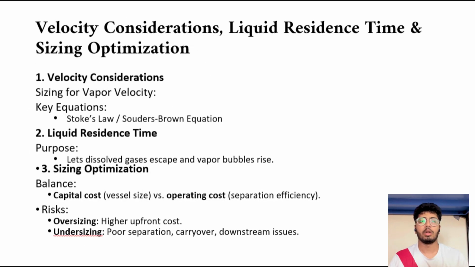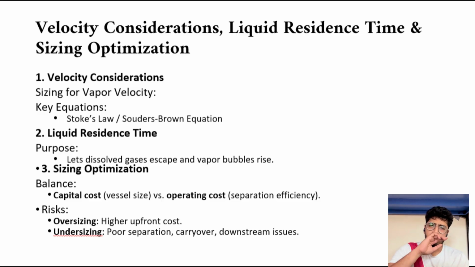Hi, I'm Tahir and I'm going to talk about the critical balancing act in separator drum design: velocity, residence time, and optimization. First, vapor velocity is the gatekeeper of separation efficiency. Size the drum too small and high vapor velocity will carry over liquid droplets, contaminating the vapor stream. Size it too large and you will waste capital. The Souders-Brown equation gives us the maximum allowable velocity. Exceed it and separation suffers. It's a trade-off. Higher velocity means a compact drum.